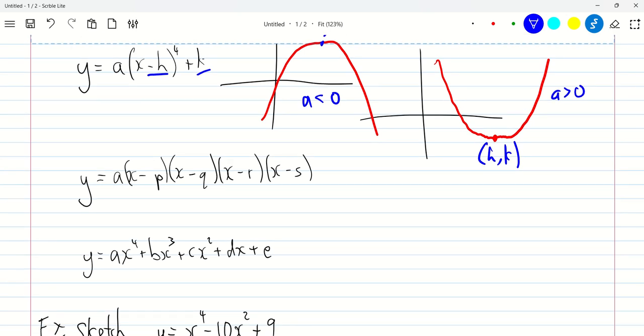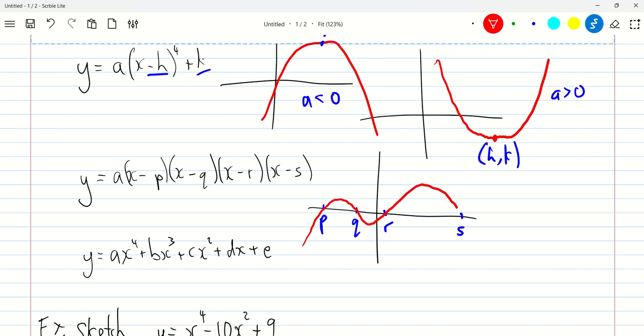If it's in factorized form, then again, life is good, life is easy, life is sweet. What it looks like is you're going to have, you guessed it, different zeros at P, Q, R, and S, whatever they are. And it's going to come up and down and up and down. So it's got three turning points and it looks like that. If it's in turning point form, it looks like a squished parabola. If it's not in turning point form, then it looks like this. Then you get these different turning points going all over the place. So P, Q, R, and S.